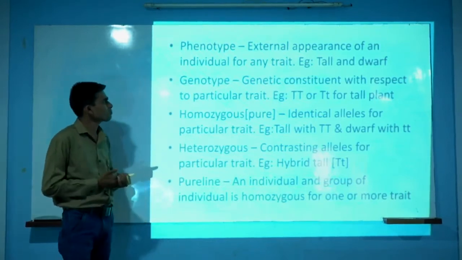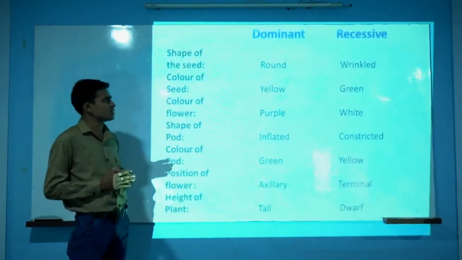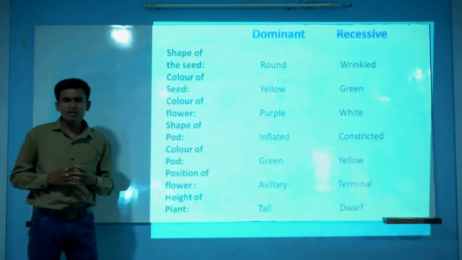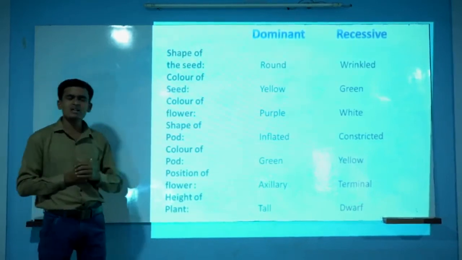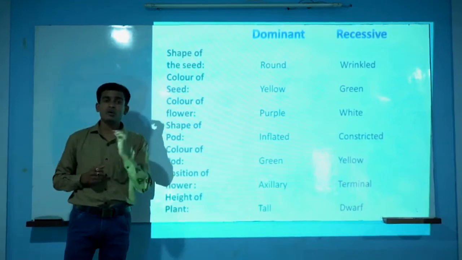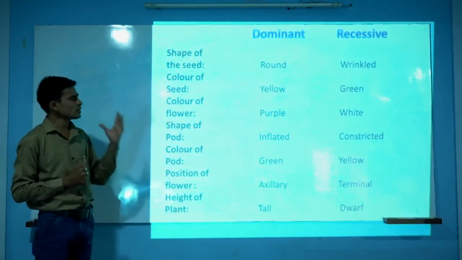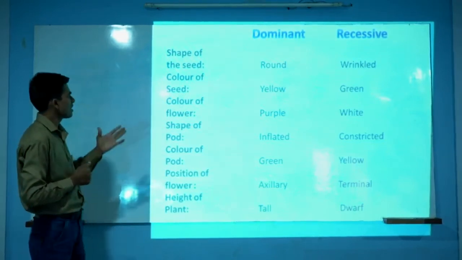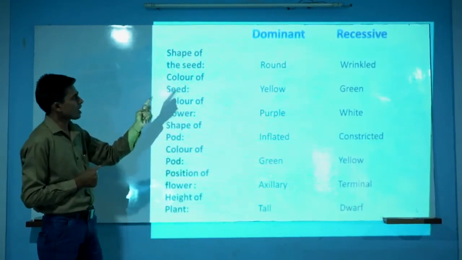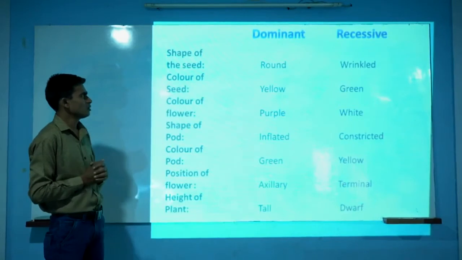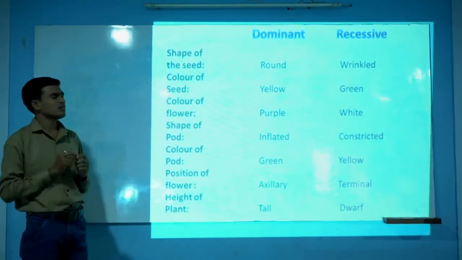Next one, dominant and recessive characteristics. Mendel conducted experiments on garden pea plants, and the garden pea plants have 7 pairs of contrasting characters. These 7 pairs are: first, shape of the seed, round and wrinkled. So the shape of the seed is round and wrinkled.